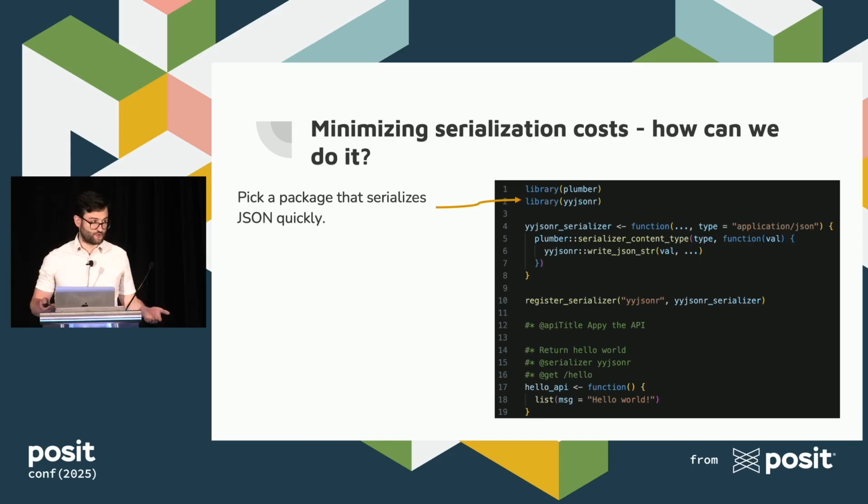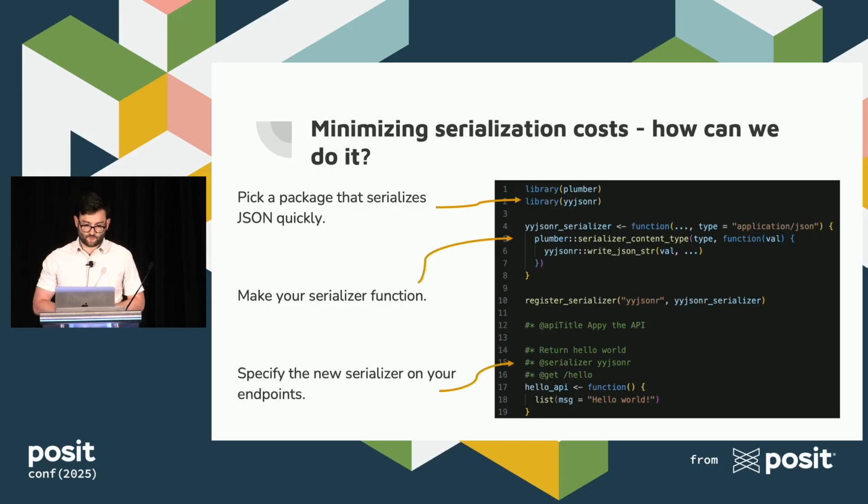So once you've found your package of choice, you're going to write this little function, YYJSONR serializer. It's going to be used as a special function that you give to Plumber so it knows how to turn your R objects into whatever you're serializing it to. With that serializer function, from there, it's very simple. You can just use this serializer tag to say that you want to use your new serializer, and then your endpoint gets an immediate performance boost.